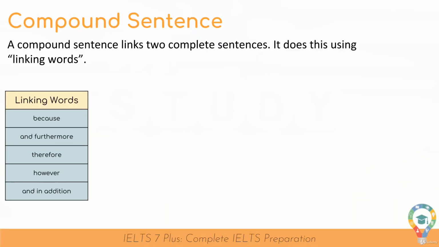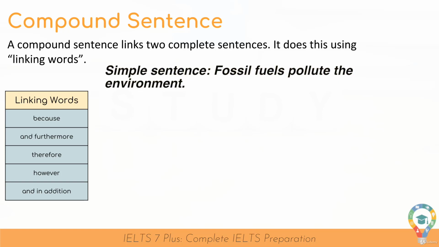The first sentence type we'll be looking at is a compound sentence. A compound sentence is 2 whole, complete sentences linked in the middle by a linking phrase or word. You can see to the left of this page I have my linking words table, and I'll show you a few examples now. Here is an example of a simple sentence.